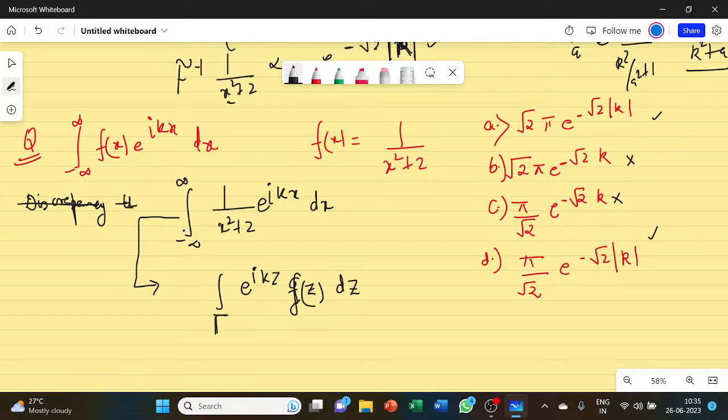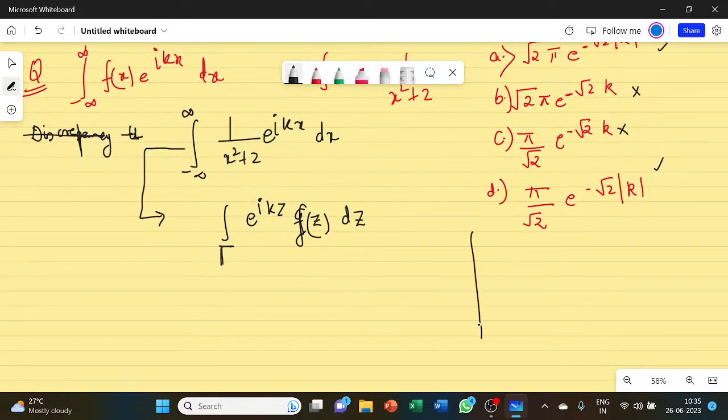So you can replace this integration by this, and what is gamma? Gamma is usually taken as the upper half of the semicircle from minus R to plus R. Let us say this is C_R, the semicircle, only this upper half. Okay, only this upper half is there. And if you want to evaluate this integration, one thing you should remember, here k is greater than 0.